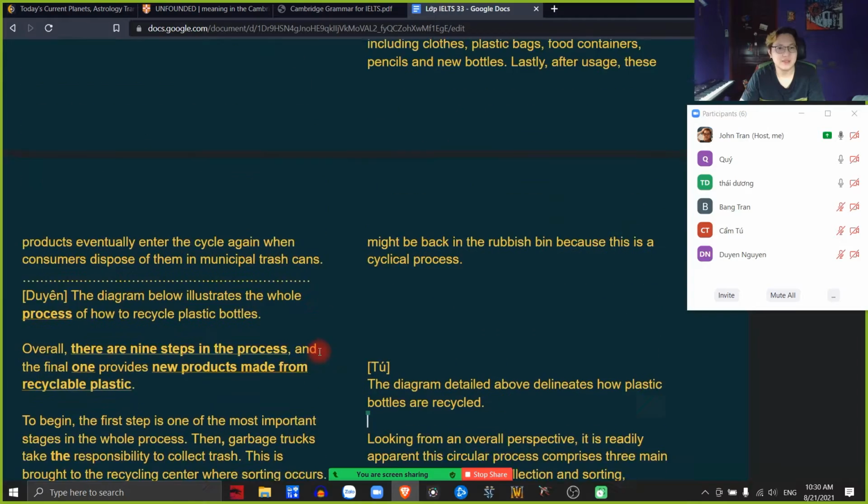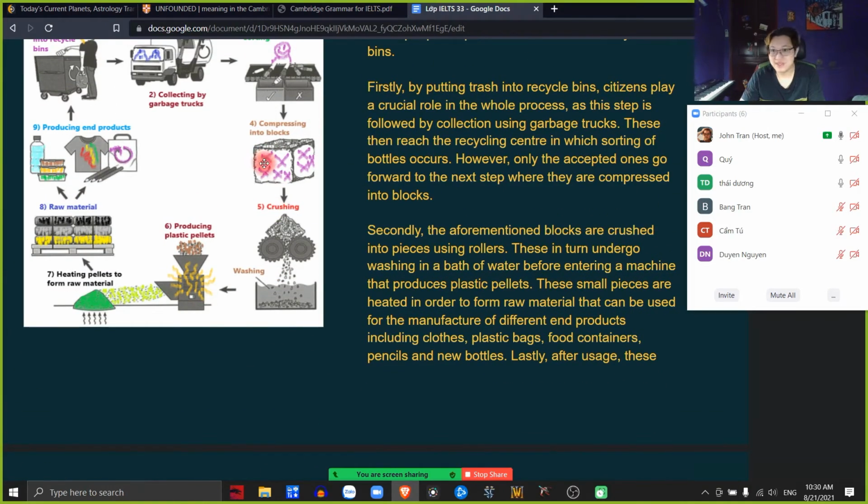It's not a bottle anymore. You see, after compressing into blocks, they are no longer bottles because you can see here these are not bottles. Yes, I think pieces of plastic. You have to say the blocks are crushed, not the bottles, okay?